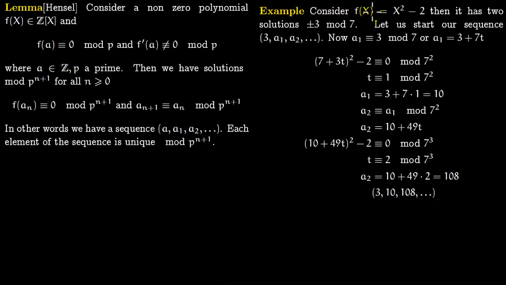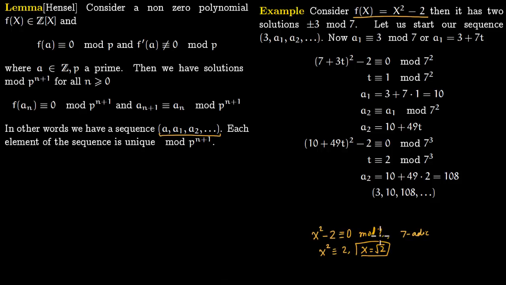So now consider another example. f(x) is x square minus 2. So we are going to solve this equation x square minus 2 equivalent to 0 modulo 7. So essentially when we construct such a sequence in the end, what we are going to get is a 7-adic expansion of square root of 2, because x square will now be equivalent to 2, or x is equal to root 2. So that is what it is going to give us.